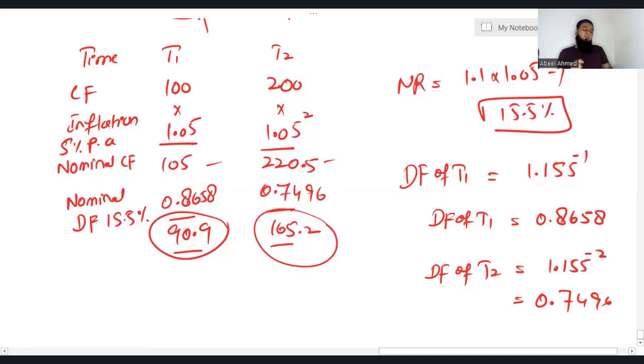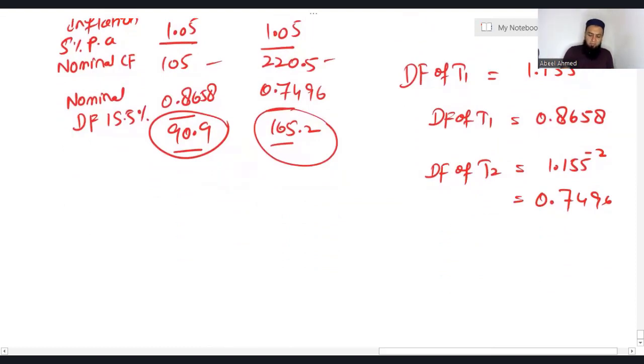It means that if you come across a question where you have more than one inflation rate, then it is compulsory to calculate NPV in nominal terms. But when there's a single inflation rate, it is not compulsory, because NPV will be the same in real terms as well as in nominal terms. So when you have more than one inflation rate, it becomes compulsory to calculate NPV in nominal terms. And let me just write a formula.